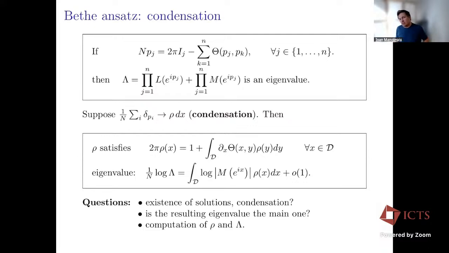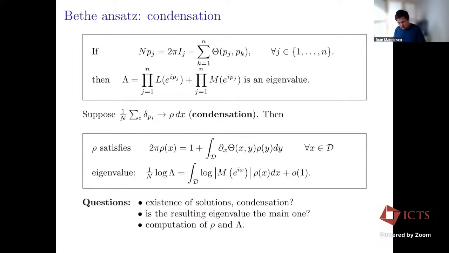And so this is kind of the program of implementing the beta-ansatz computation, but there are a lot of steps here that you need to formalize, namely why there exist solutions to this, why it's unique, why you have condensation, meaning why the solution starts behaving in the limit like a continuum density. So this is the main thing. The second big problem is, why is the resulting eigenvalue that you're computing here really the main eigenvalue? Why is it the leading eigenvalue and it's not just some other eigenvalue? And again, you need to solve this in a certain way.